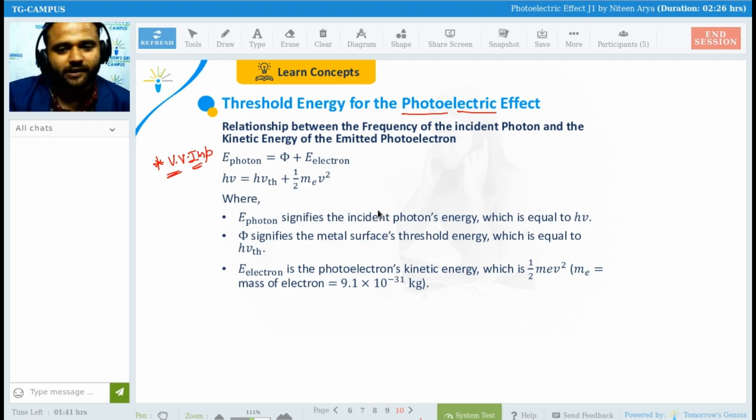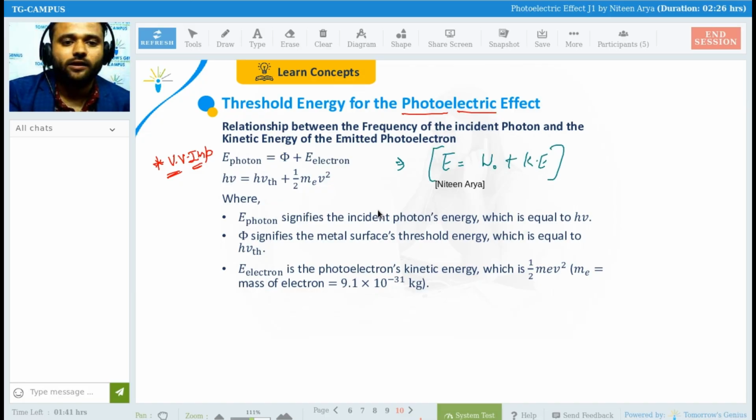So we talk about the threshold energy for the photoelectric effect. The energy of a photon is going to be distributed in two ways. These two ways are nothing but E, directly you can write the work function, or threshold energy, plus E, the energy of the electron. It is directly W naught plus KE, and that is a very, very important equation.